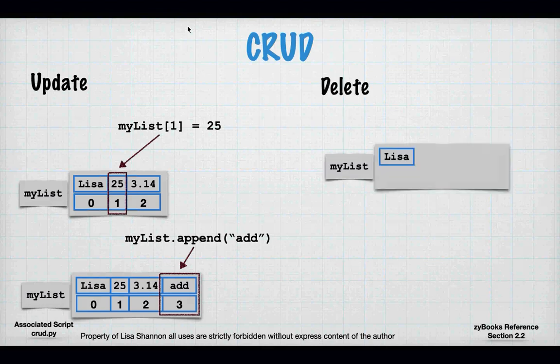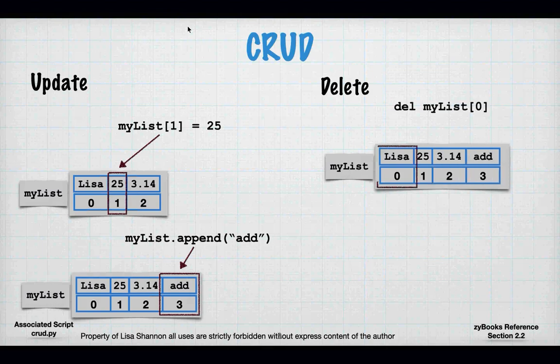Now, delete. Delete is a modification as well. And right now I have 4 elements in my list. But let's say I don't want Lisa in there anymore. So what's going to happen if I use DEL, which is a keyword, my list of 0, it's going to remove the first element from that list, Lisa, and then it's going to reorder. It's going to renumber all of the other elements in the list. So 25, the second element, is now going to become the first element. So those index numbers change.